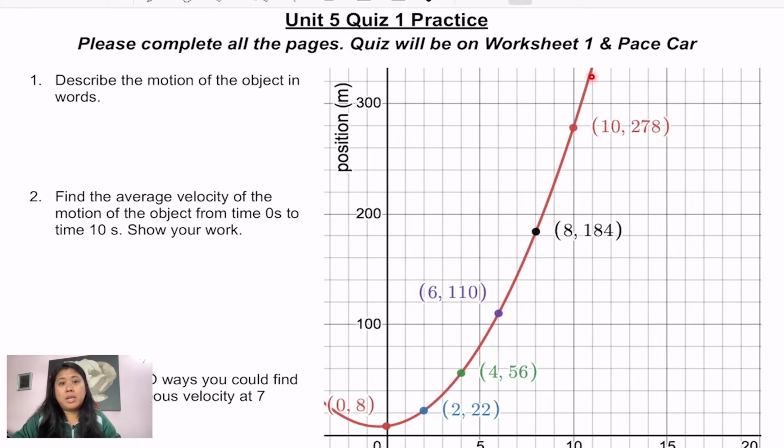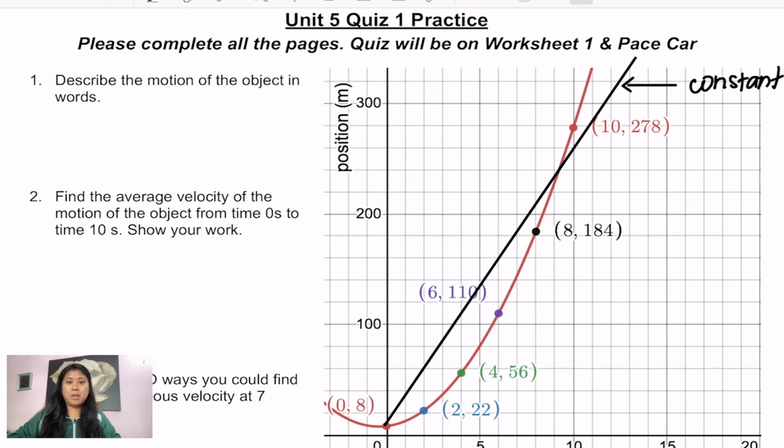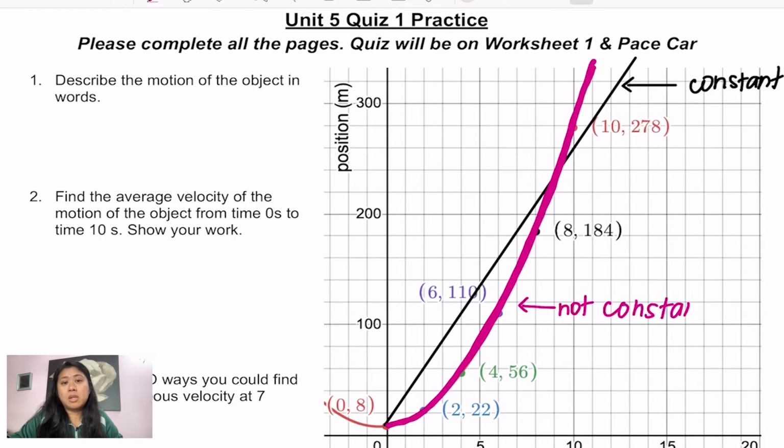The velocity is now changing, and this black line is showing what we learned in Unit 2, that the velocity was constant. And now this pink line that I'm drawing is showing that the velocity is not constant. And here the velocity is changing, and it looks like it's also increasing. And I'll show you in a moment how we know that the velocity is increasing.